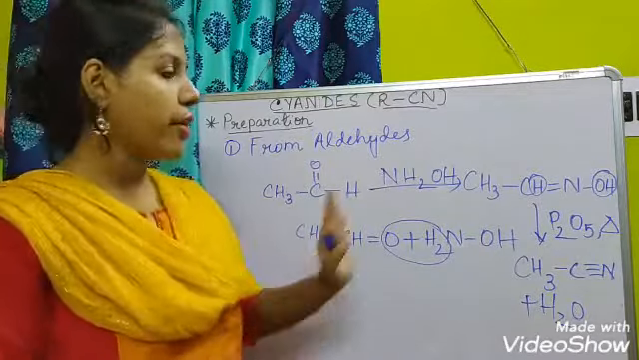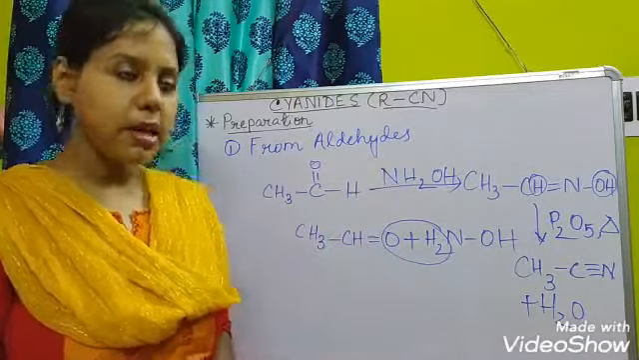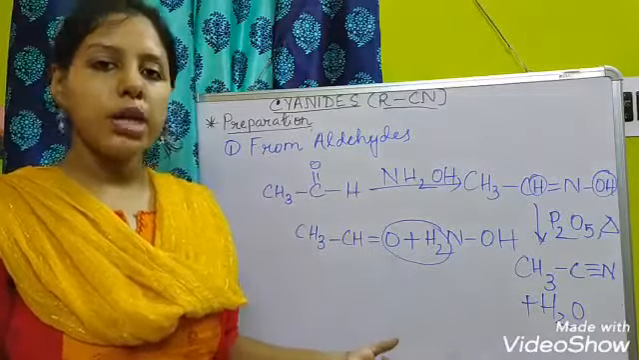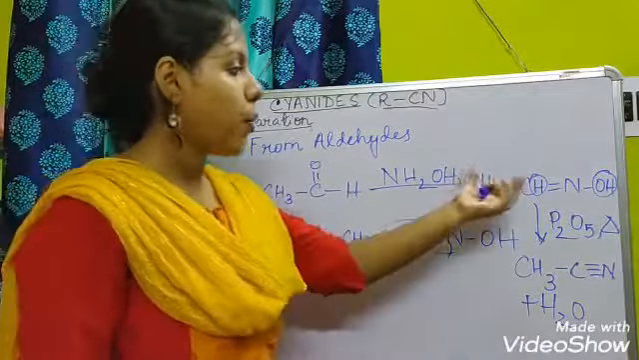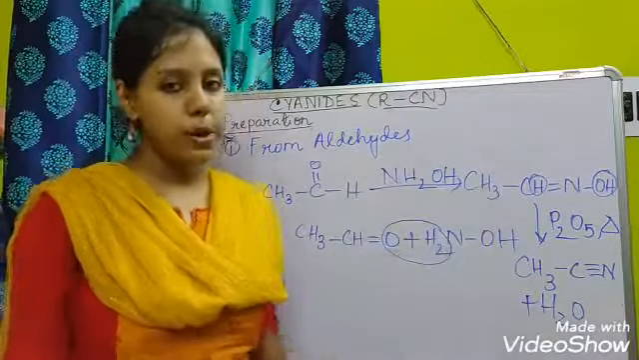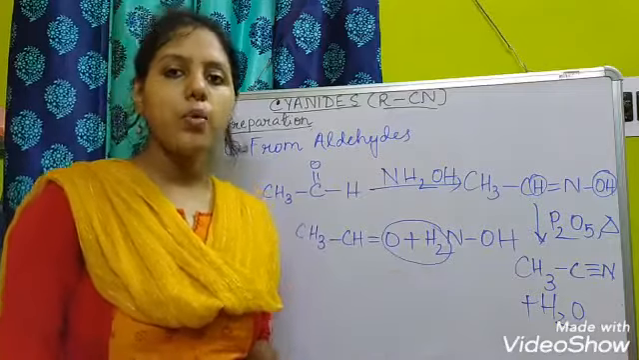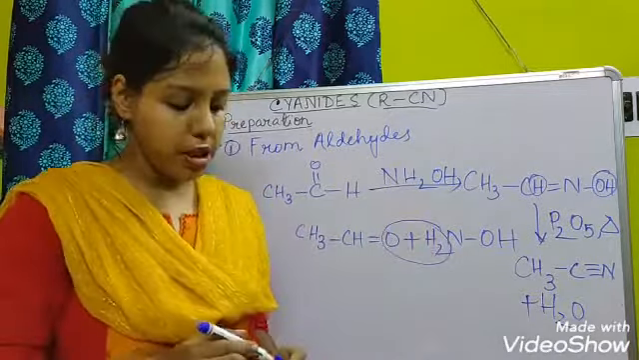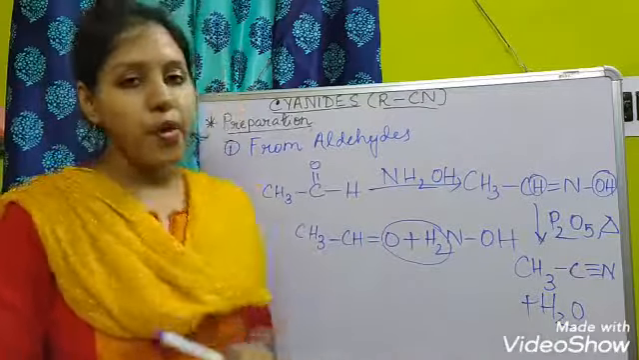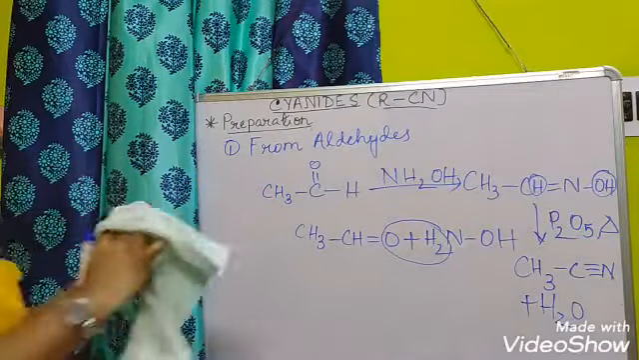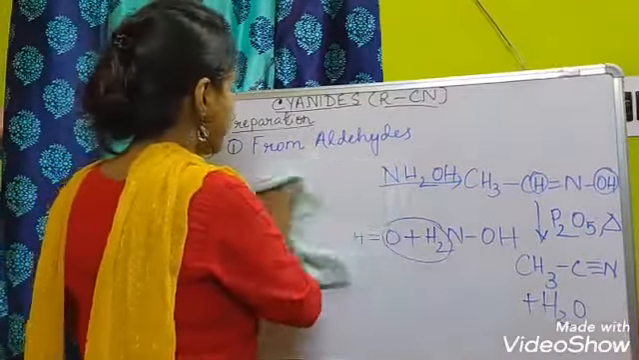First of all, you have to treat it with hydroxylamine. In this reaction, elimination of one water molecule takes place and one aldoxime is obtained. In the second step, you have to treat this one with P2O5. From there again one water molecule goes out and cyanide is obtained. So this was the method from aldehydes. Next one, from Grignard reagents.